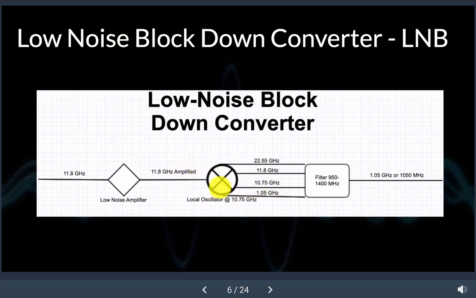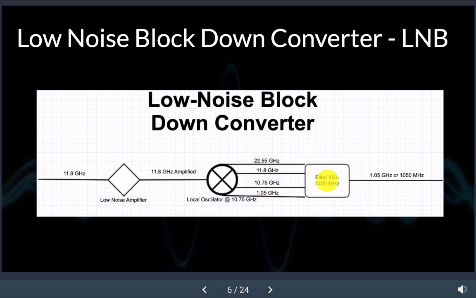When those signals all go into a mixer, you've got your 11.8 and your 10.75 that come out on the other end, but you also get the addition and the subtraction of those two signals. That keeps going on forever, but we're only going to talk about our primaries here. So 11.8 plus 10.75 is 22.55 gigahertz. You get that coming out. That's the upconverted frequency. And then you get your 1.05 gigahertz, which is your down-converted frequency, and that's that L-band frequency that we want going into our system.